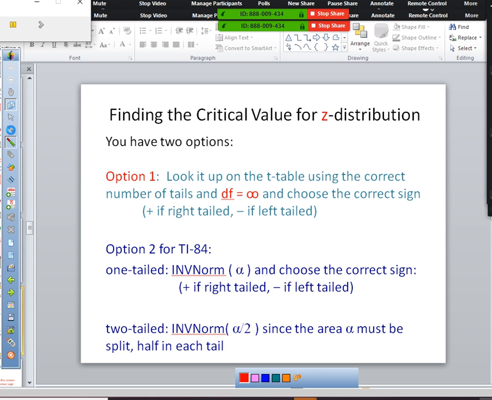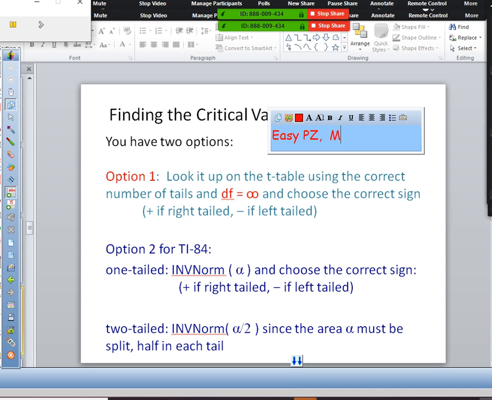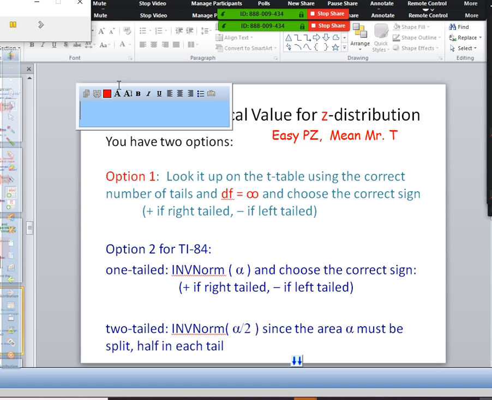So again, when do I use a Z distribution? Sometimes I use a Z. When do I use a Z versus a T? Do you guys remember? Let me give you a little hint. Use a Z when it's a circle.